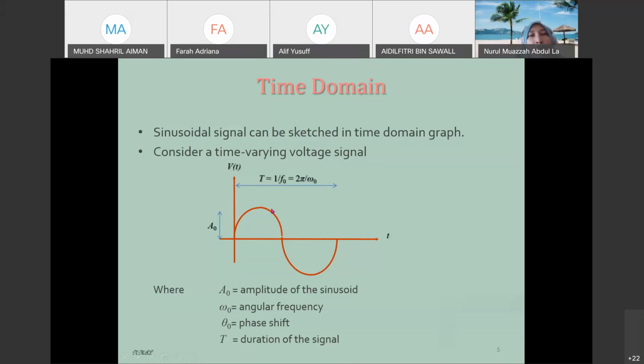Omega naught is the angular frequency. We call it angular frequency, which is equal to 2 pi F naught. Theta naught is a phase shift. It means that if the signal is shifted to the right or to the left, this is theta naught, the shift. And T is the duration of the signal before it repeats itself.